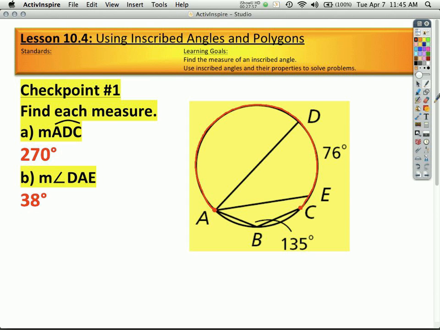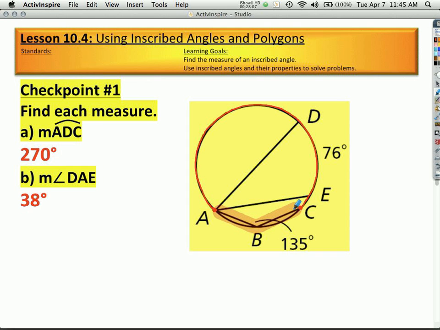Which means that its measurement will be made up of, and let me see if this works, this here and here, that angle right there, which is a measure of 135 degrees. As Alicia defined for us, the measure of the arc will be twice the measure of the angle if it's an inscribed angle. This is inscribed because the vertex and the 2 endpoints are on the circle.